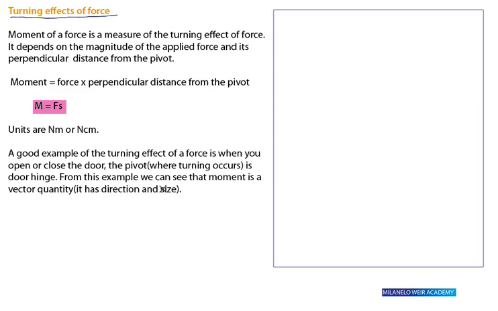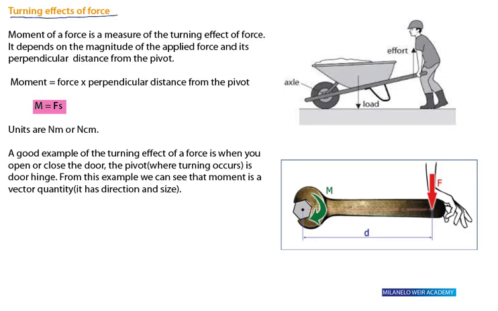So let us look at examples so that we know what a pivot is and the perpendicular distance we are talking about. Here are two examples. This is where the force is being applied by this boy, and this is the load. The pivot is here, around the axle.